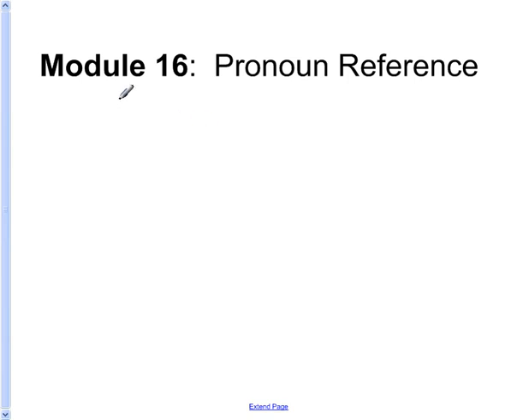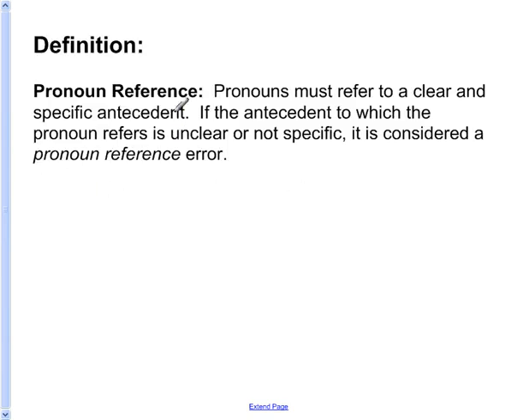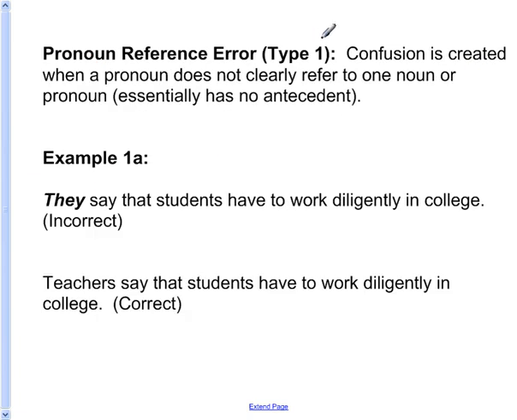Module 16, pronoun reference. First, let's define pronoun reference. Pronouns must refer to a clear and specific antecedent. If the antecedent to which the pronoun refers is unclear or not specific, it is considered a pronoun reference error. There are two types of pronoun reference errors. The first, confusion is created when a pronoun does not clearly refer to one noun or a pronoun. In other words, if the pronoun has no antecedent, then we have a pronoun reference error.